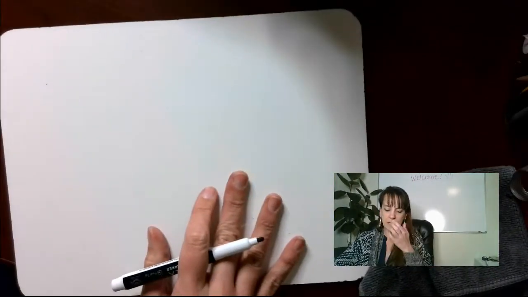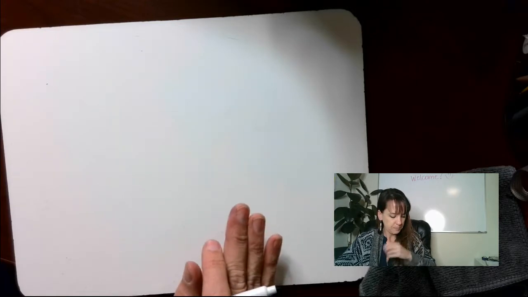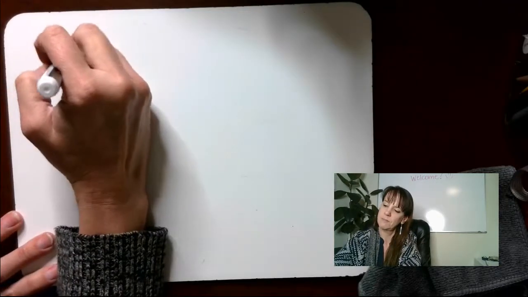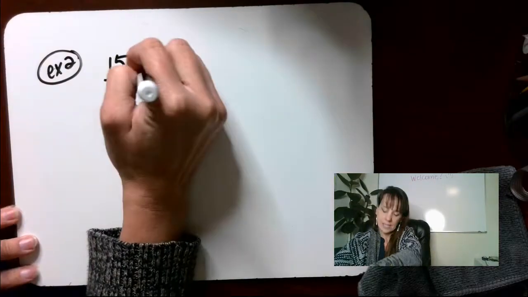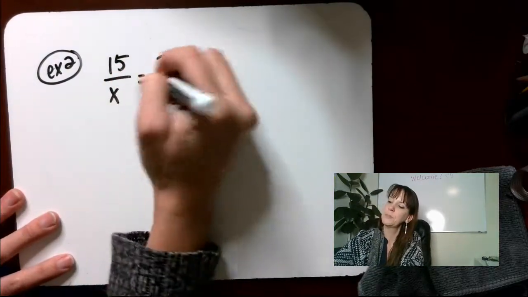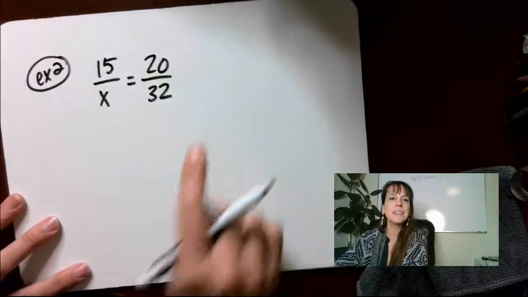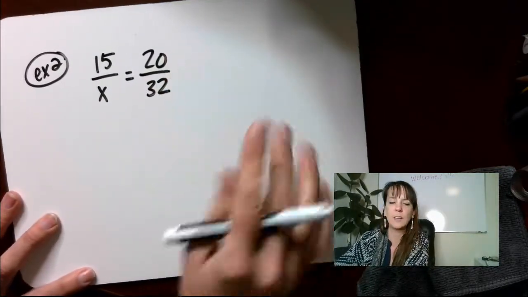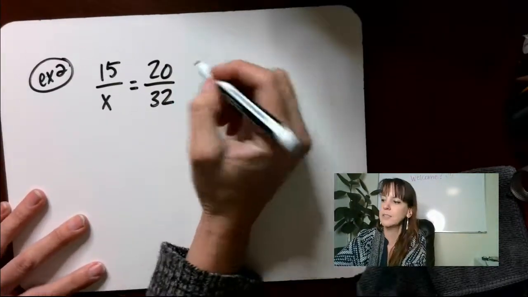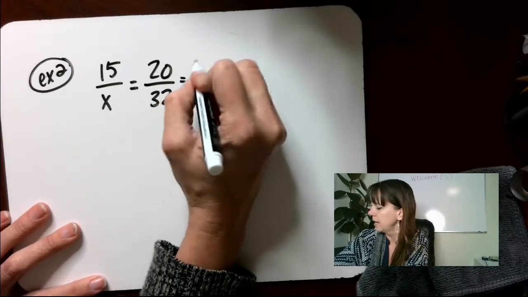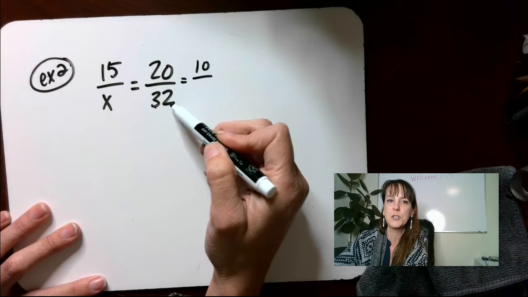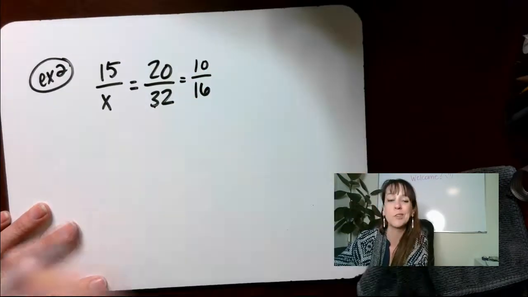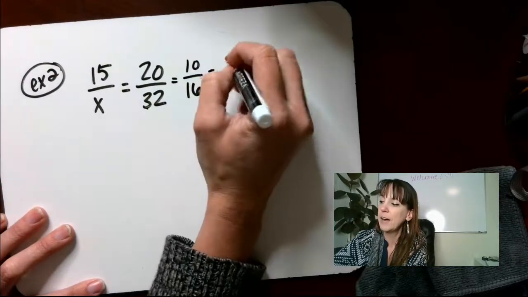Okay, so for example number 2, we have 15 over x equals 20 over 32. Again, both of those are even numbers, right? So we can at least cut those in half, and we end up with 10 over 16. Half of 20 is 10, half of 32 is 16. Reduce that down again, we get 5 over 8.